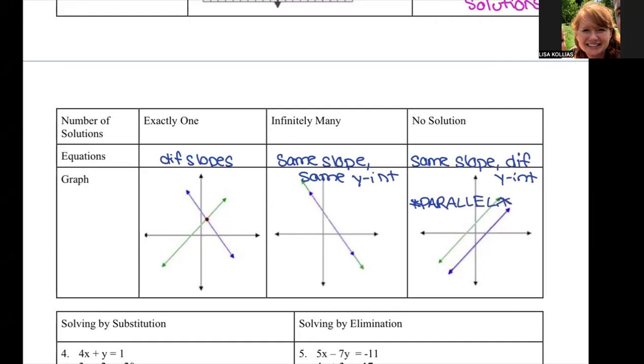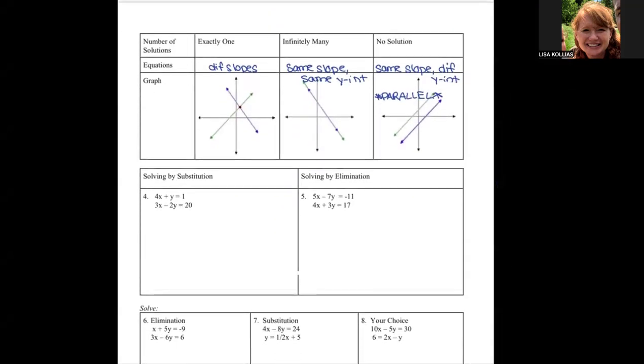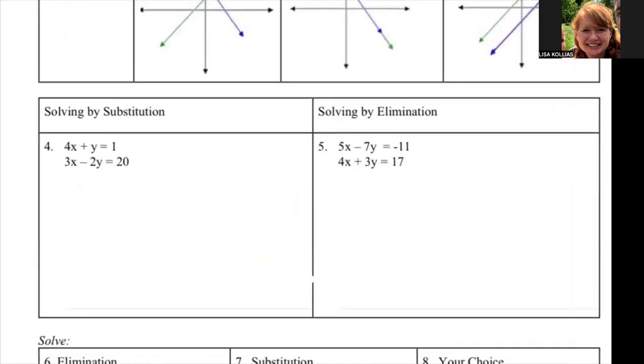Okay. Now, let's go ahead and solve by the other two methods. We've got substitution and elimination. And if we tell you to solve it a specific way, you do need to solve it that way. So, first of all, for substitution, you want to make sure that your x's are lined up. Or no, sorry, that was elimination.